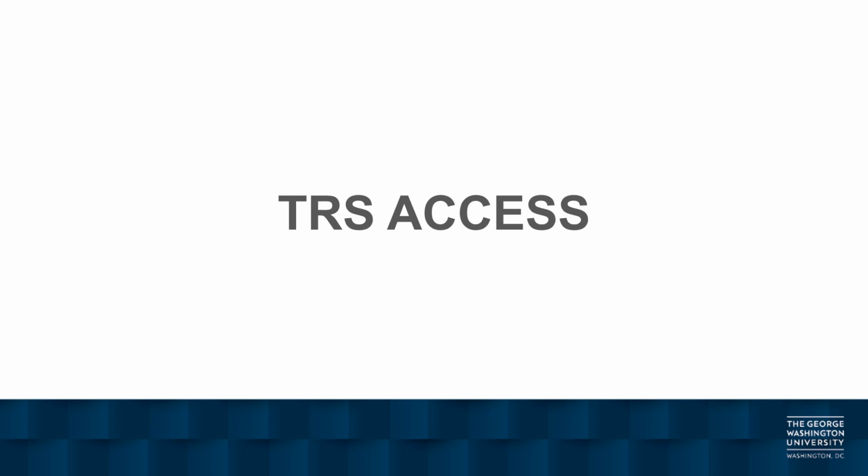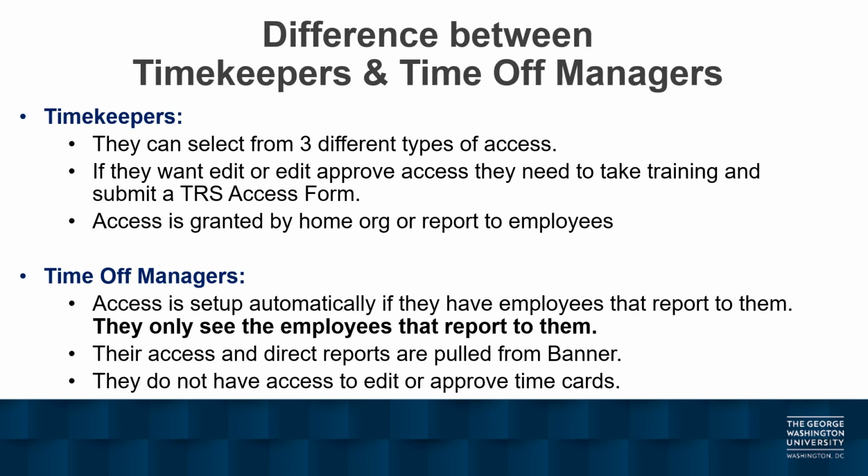TRS access. Difference between timekeepers and time-off managers. Timekeepers can select from 3 different types of access. If they want edit or edit approve access, they need to take training and submit a TRS access form. Access is granted by home org or report to employees.